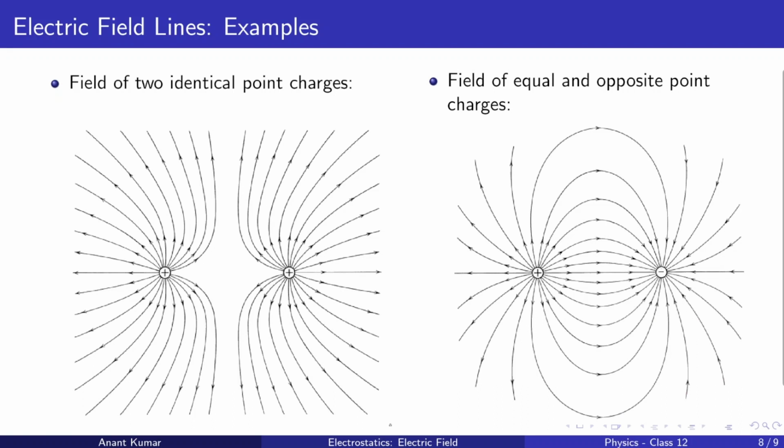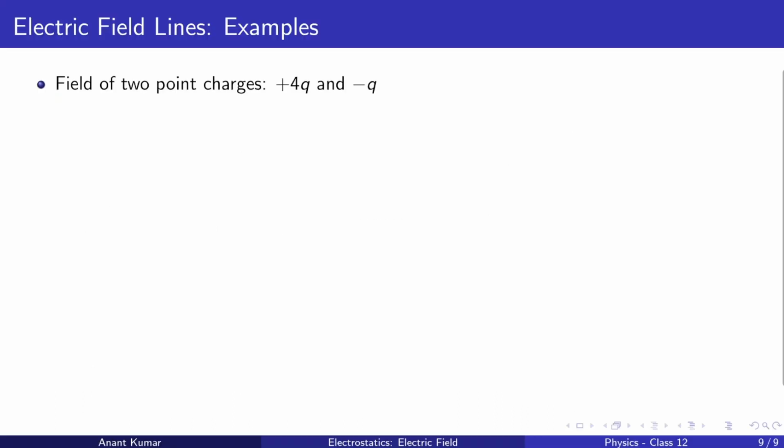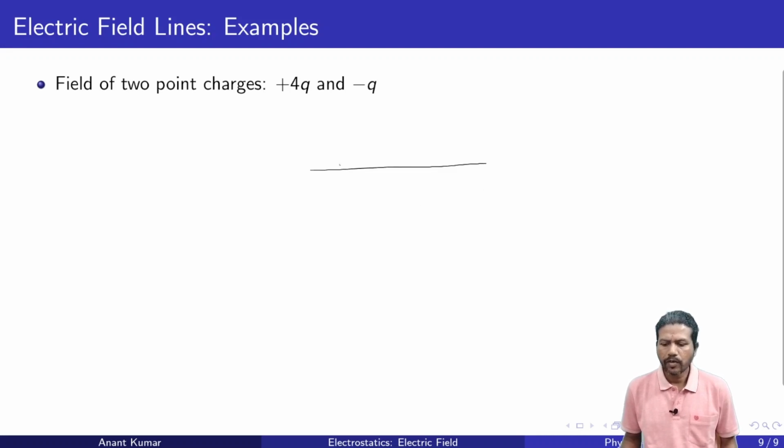Now if I have two different charges, this becomes a bit complicated. For example, if I have two point charges, plus 4q and minus q, it's a good exercise to show this. There's a charge plus 4q over here and a charge minus q somewhere over here. First of all, there's some point on the right side where the electric field turns out to be 0. You might try to find at what point exactly the electric field is 0, but the fact is that this region will be avoided.